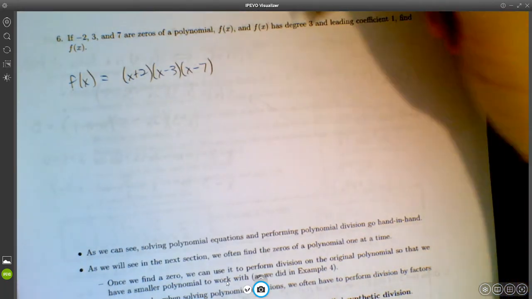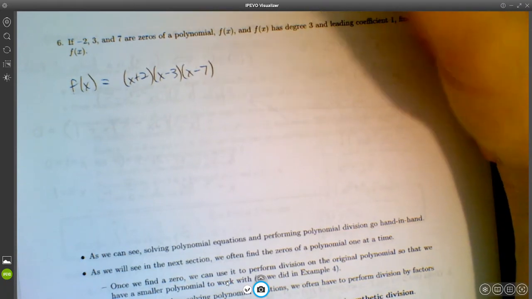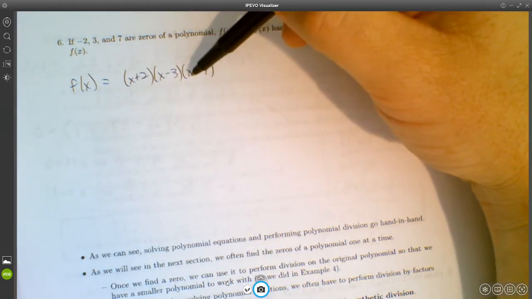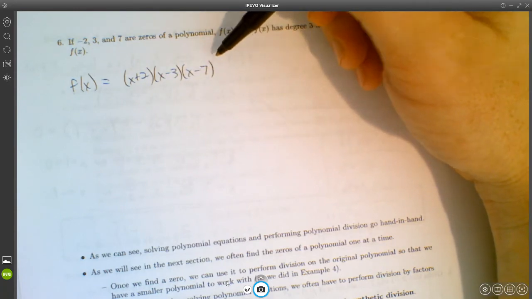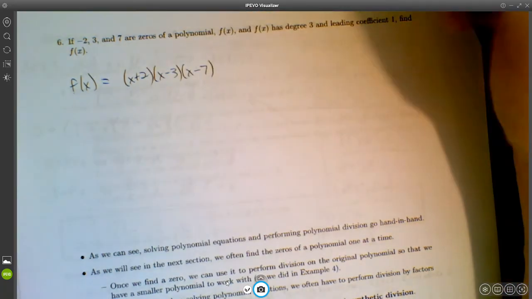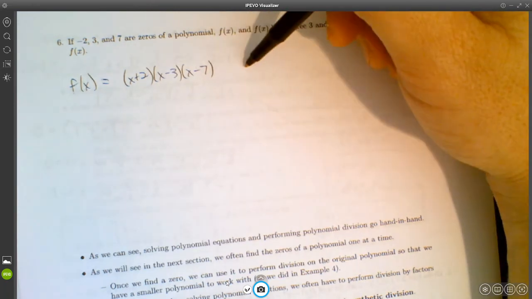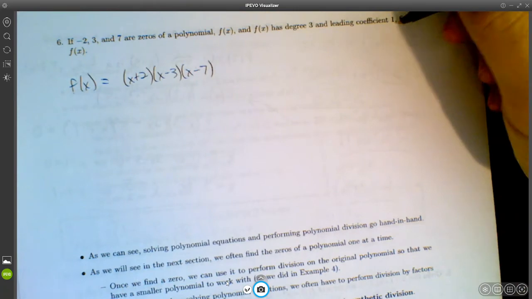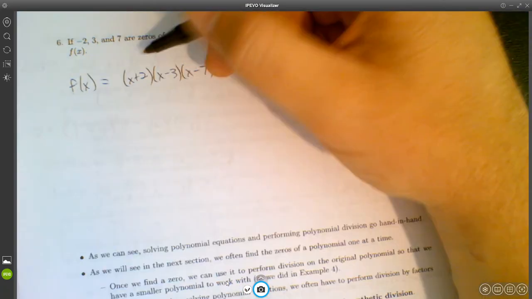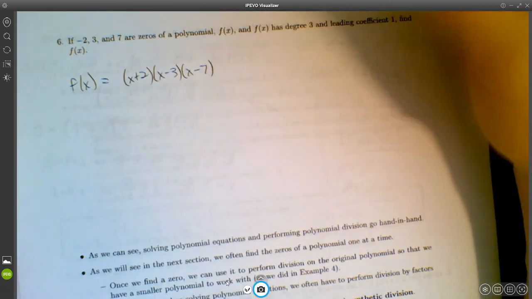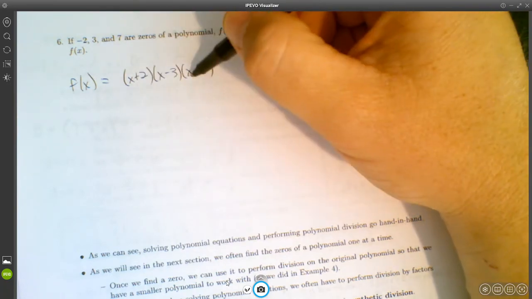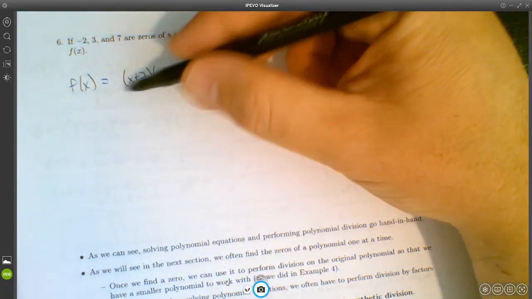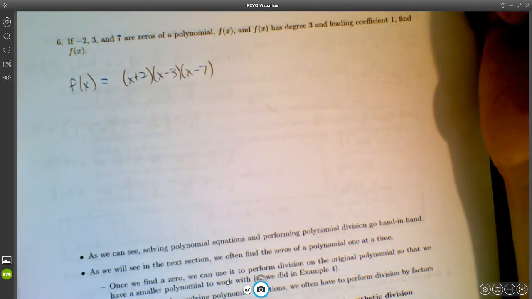Now, here's something else. We know that f has degree 3. Well, guess what? When you multiply these three factors out, you're going to get an x cubed somewhere, right? So this is a degree 3 polynomial. That means there are no other factors here, okay? These are the only three factors that we have to deal with. We also have leading coefficient 1, right? So when you multiply this out, your x cubed term is going to be a 1x cubed. So that's good. That tells us this is the polynomial in question, right?